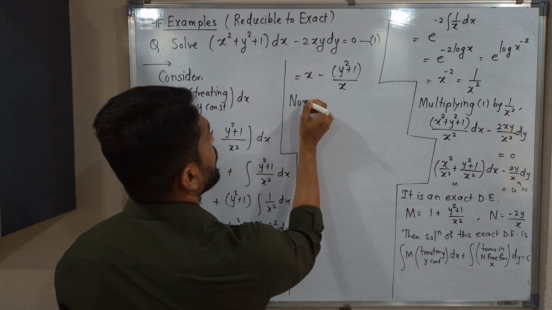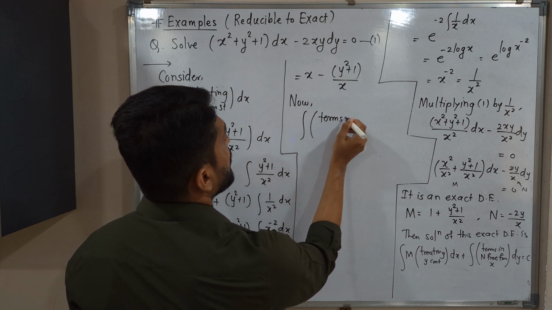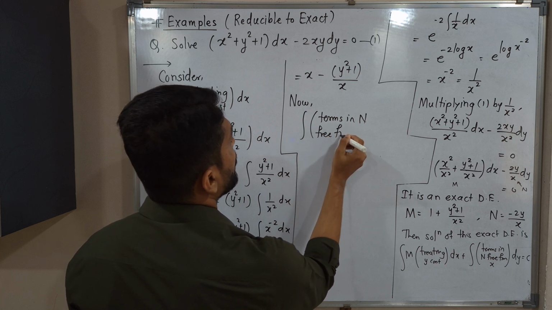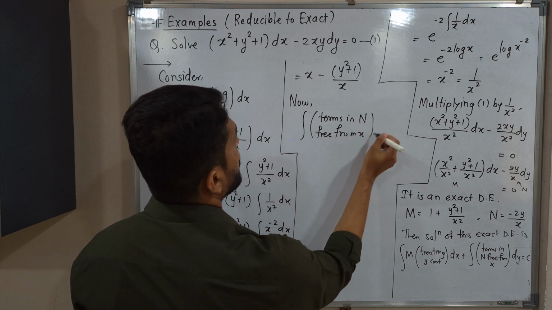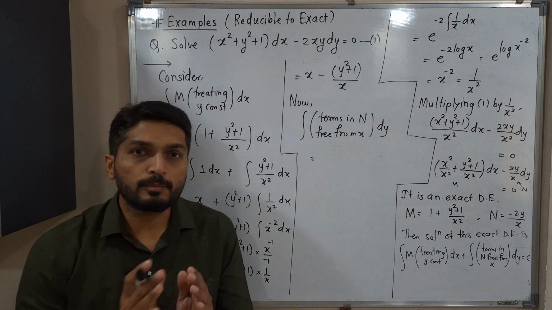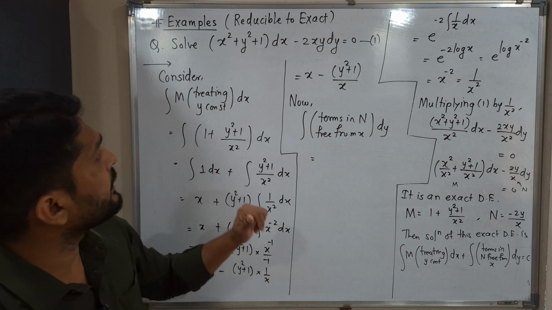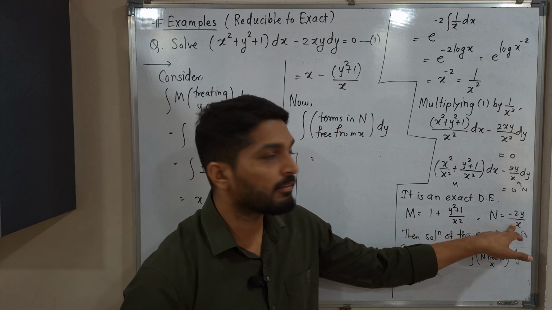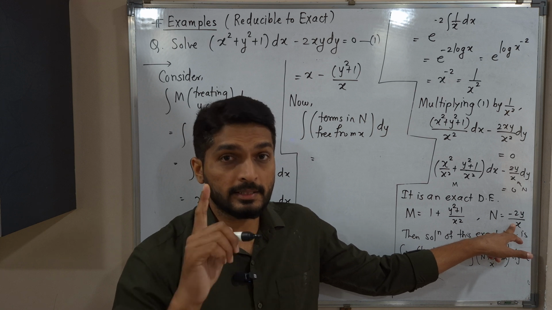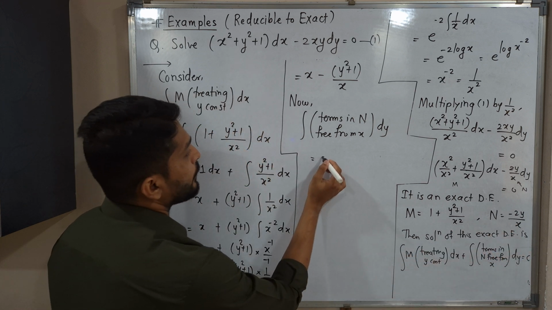Now, what is the second integration? Terms in N free from x dy. So we find just the terms of N which are free from x. There should not be any x. How many terms are there in N? Only one term is there, minus 2y upon x. Is there x? Yes, there is x. That means we cannot take that term. So I should write 0 directly.